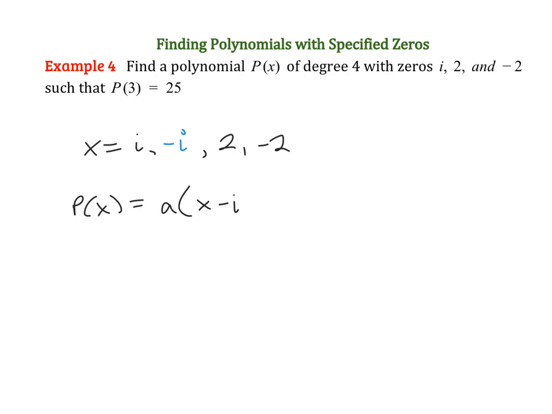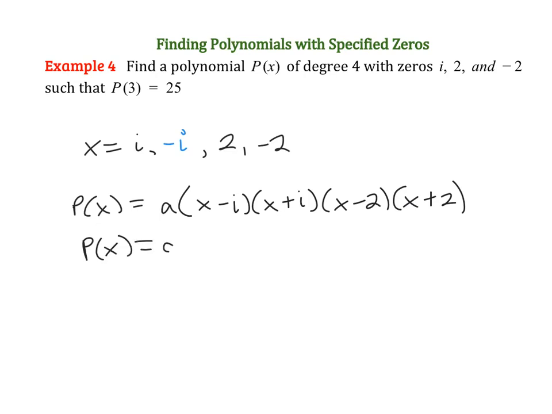So I have x minus i, x plus i, x minus 2, and x plus 2. So I'm going to start multiplying this out. So I have A. My tip to you is always multiply your complex factors together and then your real factors together. So this becomes x squared, and then here I have minus i squared, which remember becomes plus 1. Remember, i squared is negative 1. And then if I multiply out my two real binomials, I get x squared minus 4.